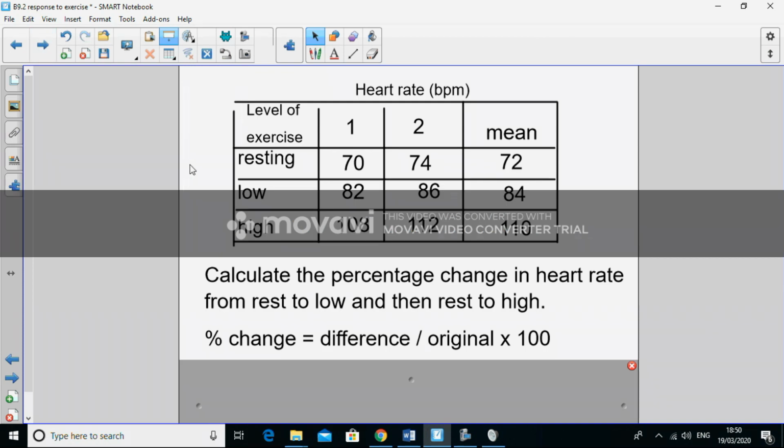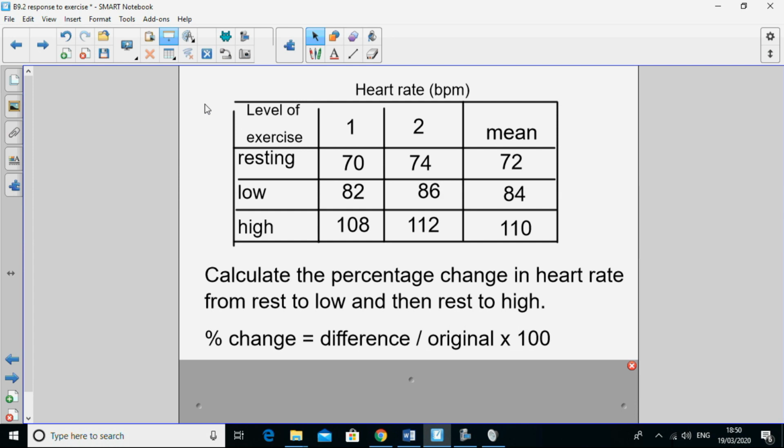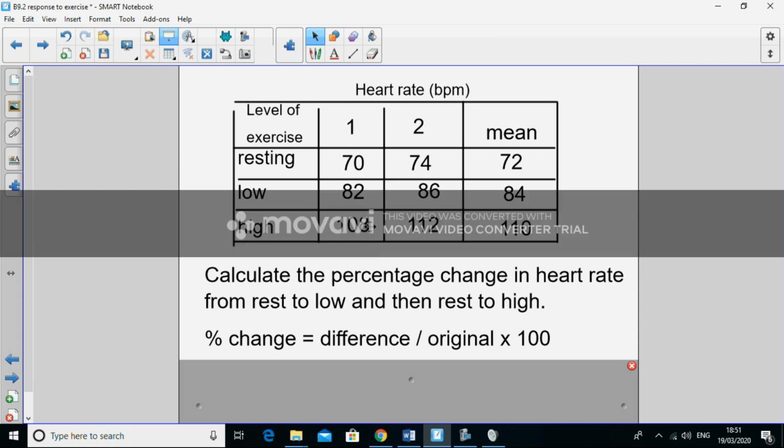Okay, here are results from a little experiment I would have done with you. I would have got you jumping up and down. Person 1 here, resting heart rate of 70 beats per minute. After a low level of exercise it has gone to 82. After a high level of exercise it has got to 108. With a very high level of exercise, your heart rate would go up to 180 possibly, maybe higher.